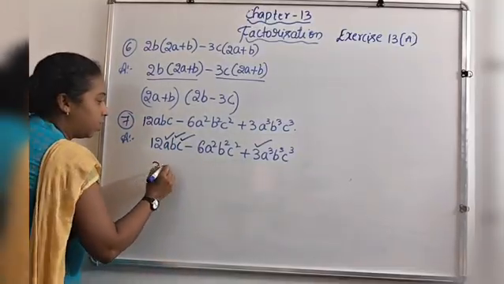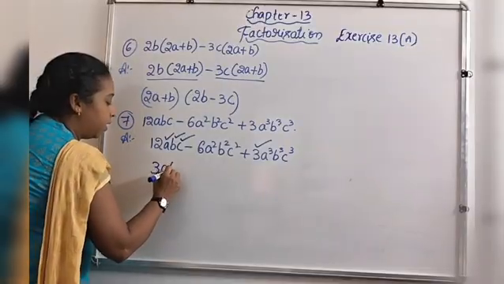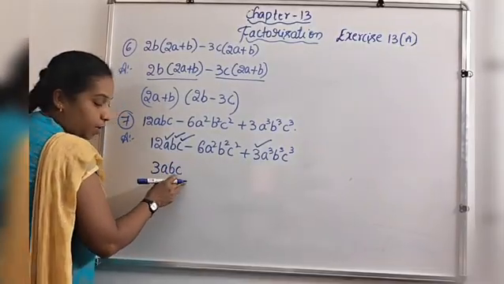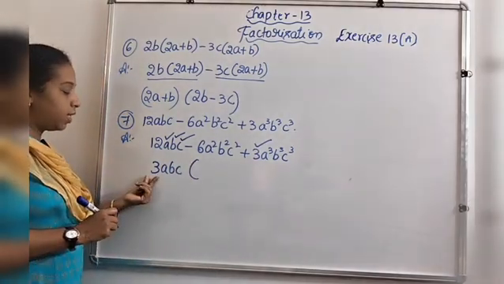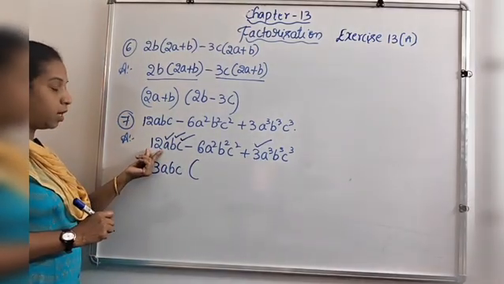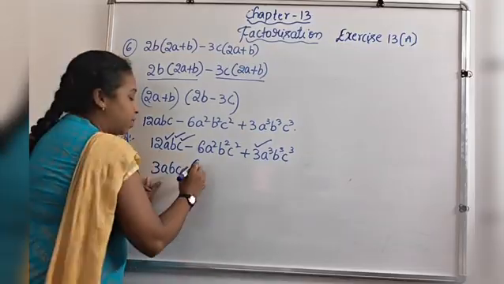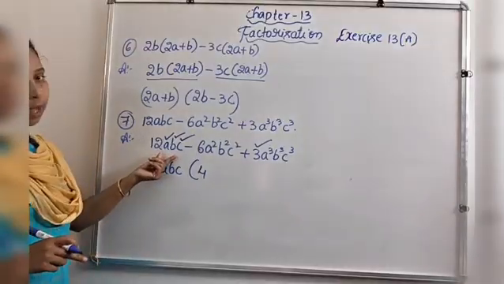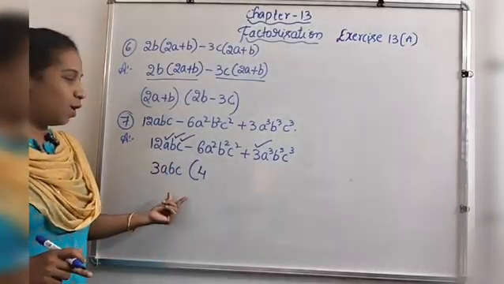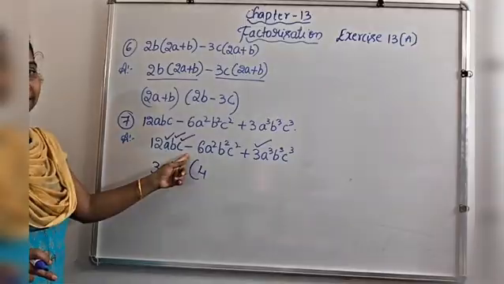Let's come to the point. 3abc we have taken out. So start with a bracket. If I take 3 as a common, then here remaining will be 4. So 3 4s are 12, is it? Yeah, and abc we have already taken common. Then which is the sign here?